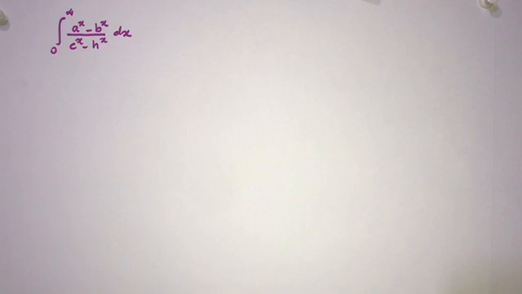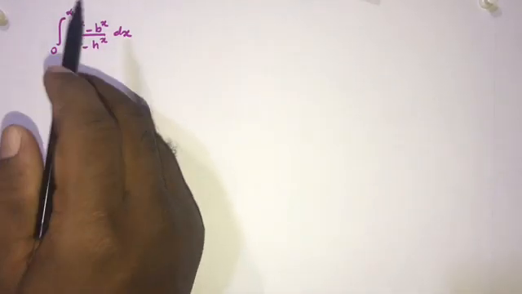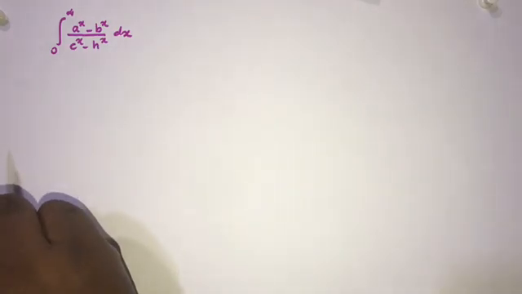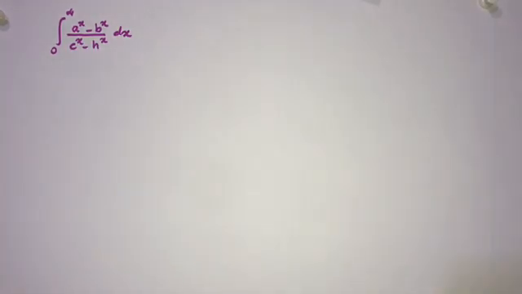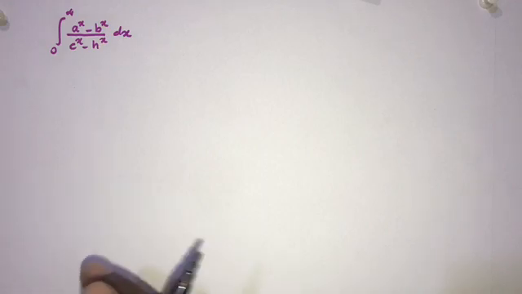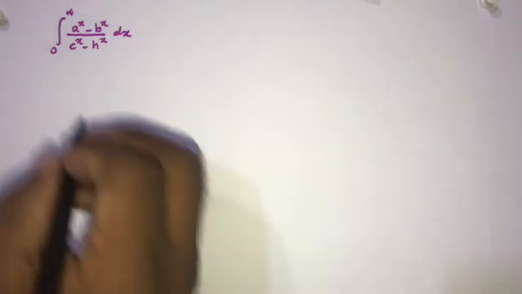Today we are going to solve another interesting integral: the integral from 0 to infinity of (a to the x minus b to the x) over (c to the x minus h to the x). Okay, how to begin? I think this is a little bit difficult. First I am going to take the definition of the digamma function, the digamma integral.